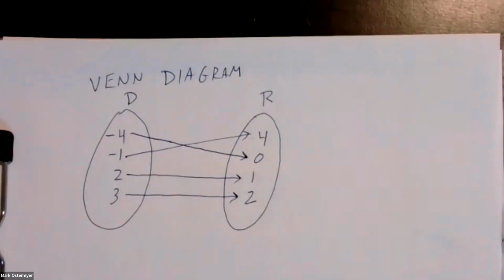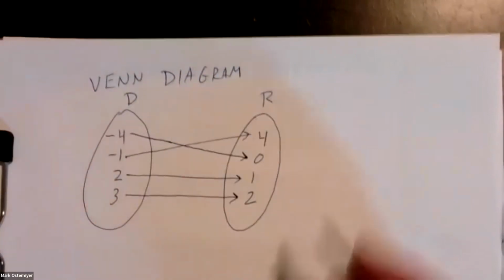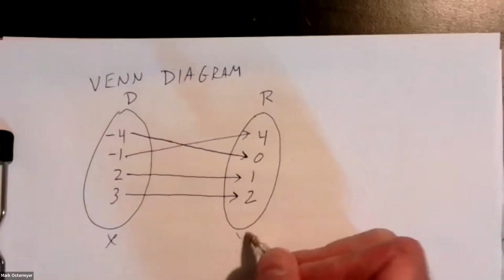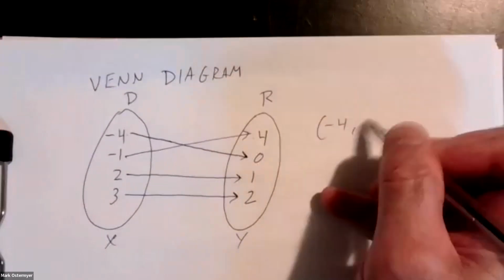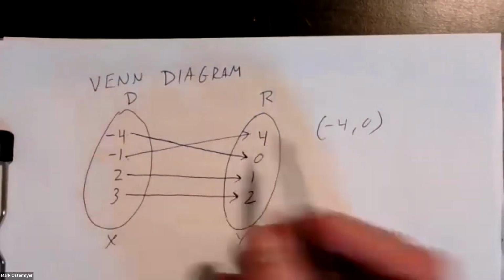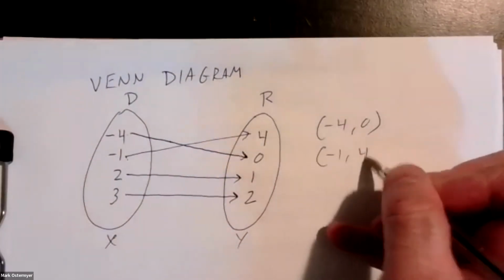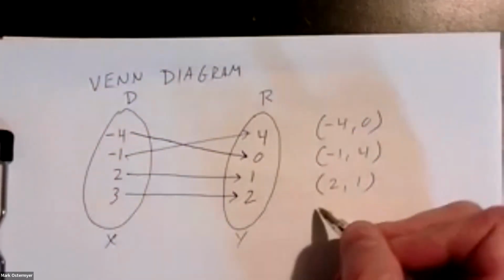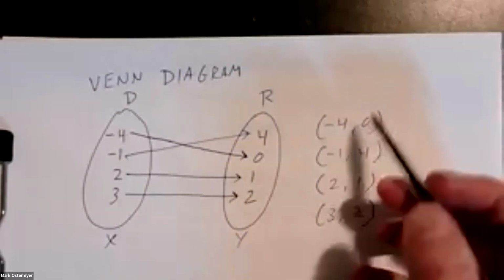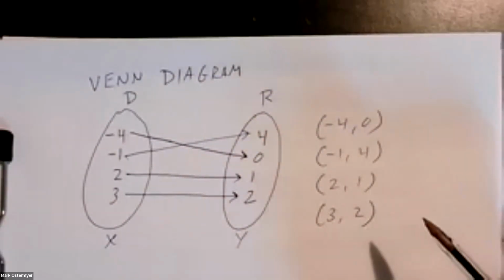First of all, do I have a set of ordered pairs here? Does this represent a set of ordered pairs? Yes. These are like your x coordinates and these are y coordinates. So one ordered pair would be -4, comma 0. Another one would be -1, 4. Another one would be 2, 1, and 3, 2. So definitely it's a relation because it is a set of ordered pairs.